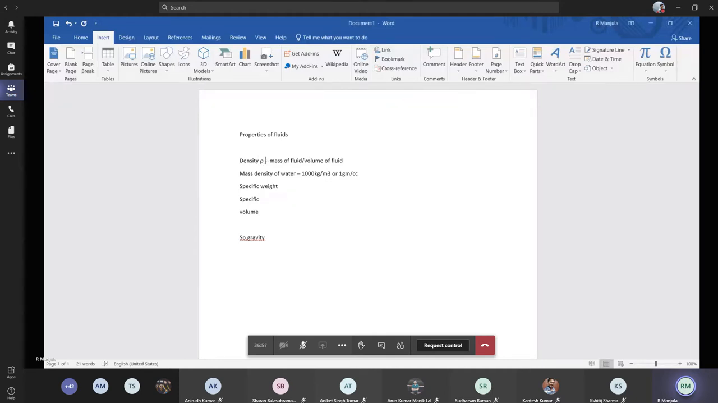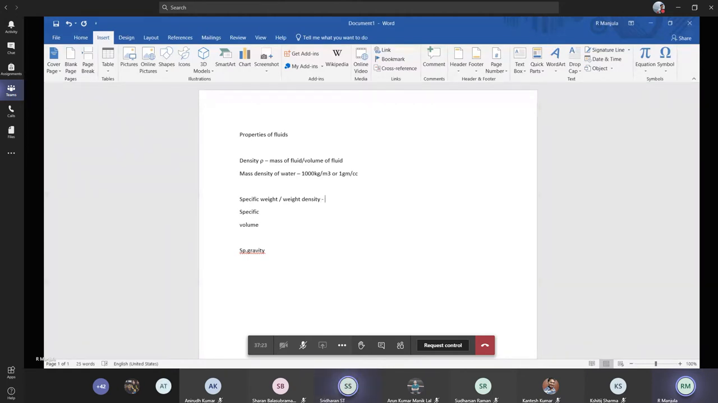And then next is specific weight. Density is a simple thing which you might have seen in your lower class itself. And what is a specific weight? Otherwise called weight density. Specific weight is otherwise called weight density. Weight per unit volume.